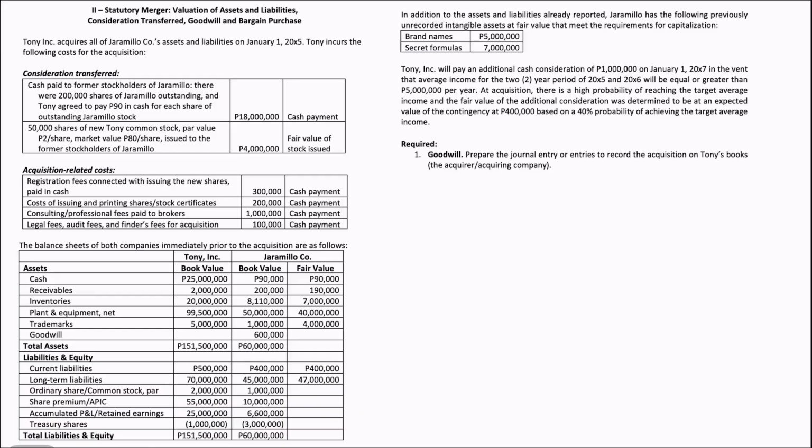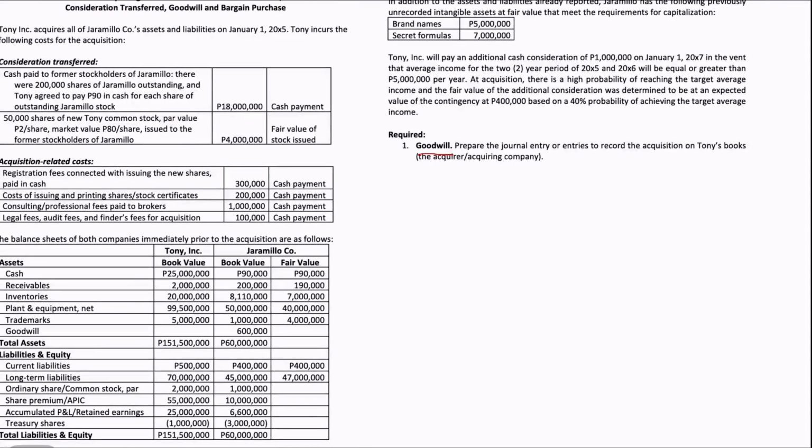You may pause the video to read the problem thoroughly on your own. Here, we are required to compute for goodwill and to prepare the journal entries in the books of the acquirer.